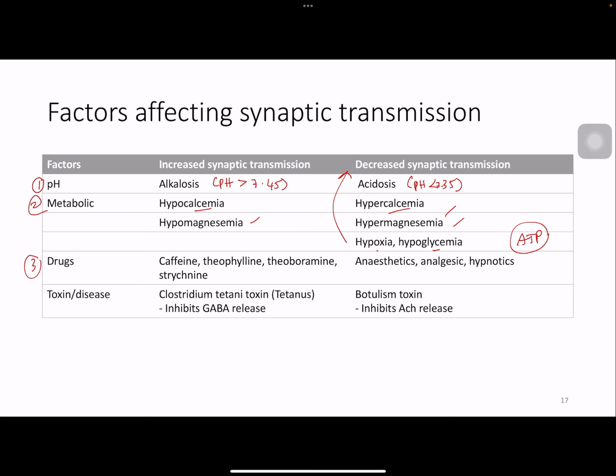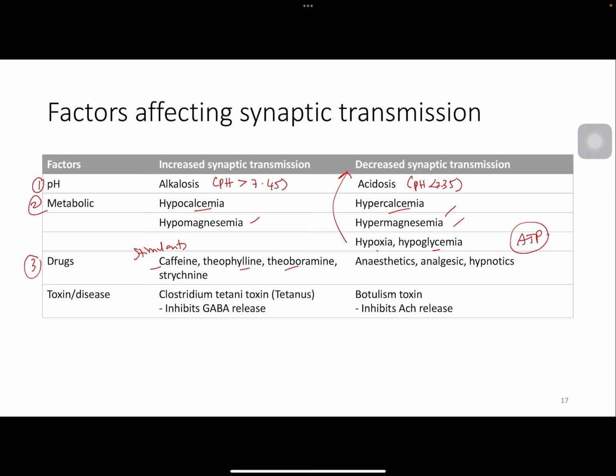Now the third condition that may affect synaptic transmission is drugs. So stimulants, okay, we call these stimulants. For example, caffeine, theophylline, theobromine. So caffeine is of course found in coffee. The theobromine is found in the tea. Okay, they can actually increase synaptic transmission.